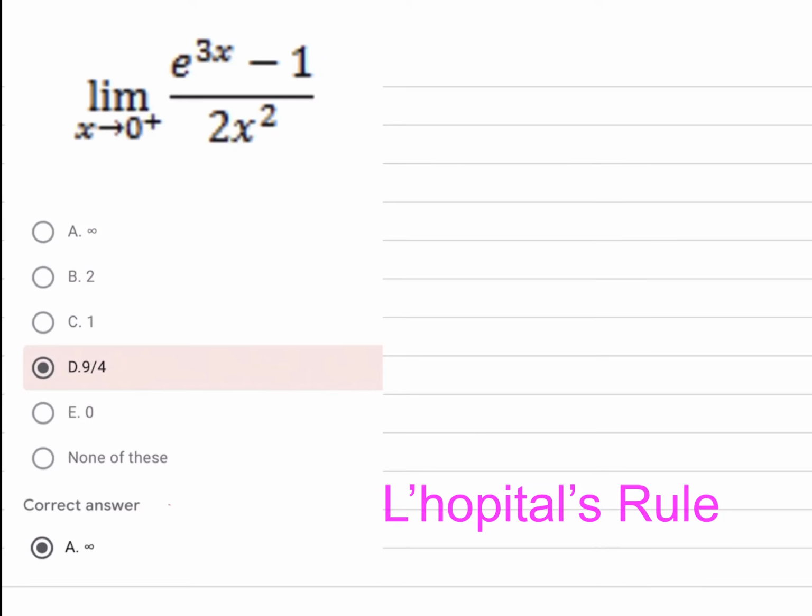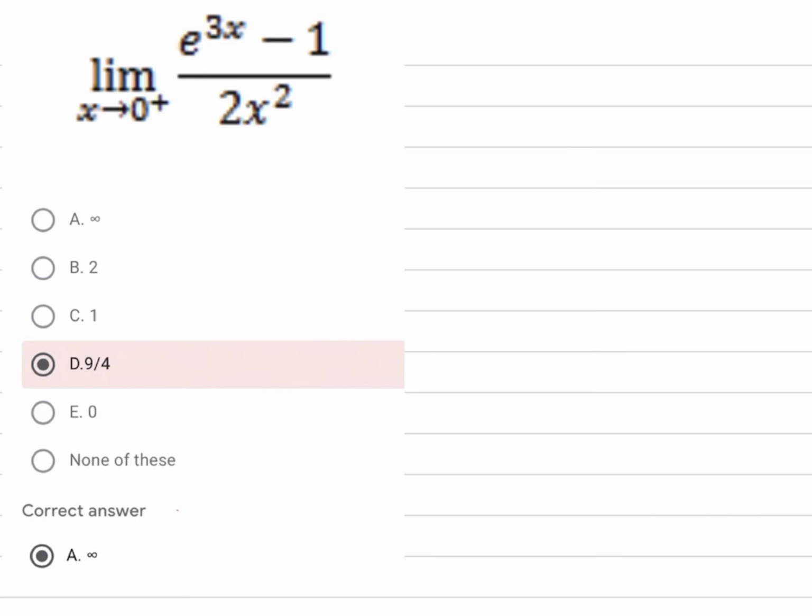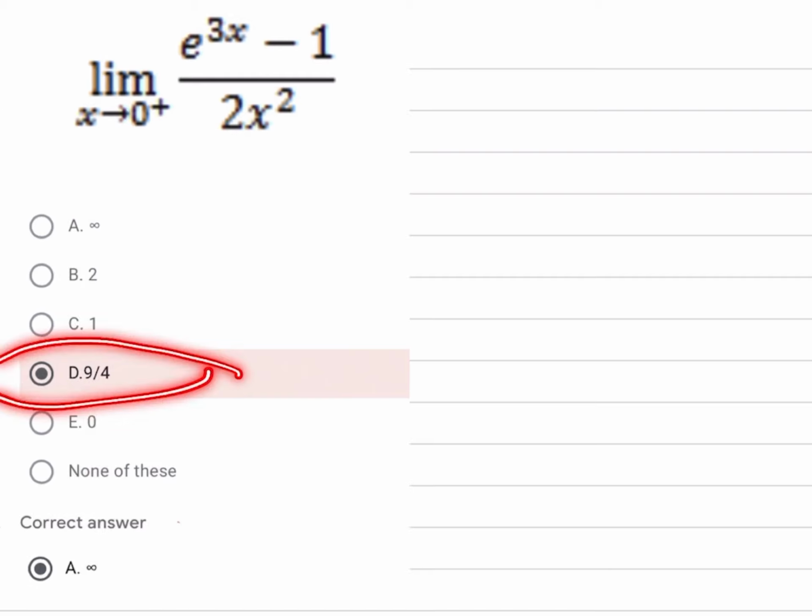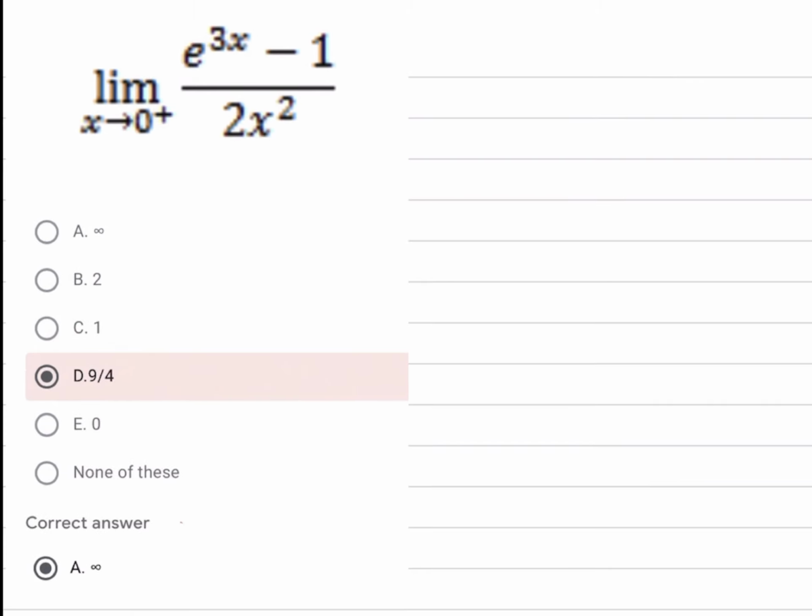Hello everyone. In this video, I'm going to discuss the solution to one of the commonly missed items in your midterm examination, which is evaluating the limit of e raised to 3x minus 1 all over 2x squared as x approaches 0 from the positive direction. Most of you answered 9 over 4. However, the correct answer is letter A, which is infinity.